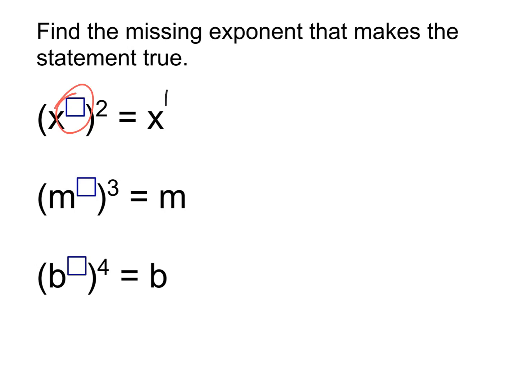Well, we are multiplying them, yep. We multiply the exponents, so what times 2 equals 1? Yeah, 1/2. So x to the 1/2 squared equals x, because 1/2 times 2 is 1, and x to the 1 is x.